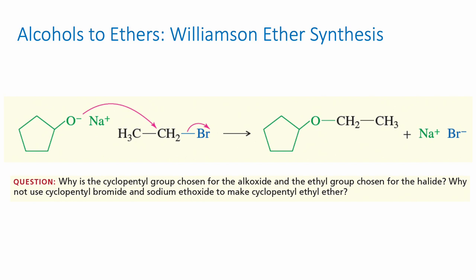So if you imagine that we could have reversed these, instead of the oxygen being attached to the cyclopentane, we could have had the bromine attached to the cyclopentane. And instead of the bromine attached to the ethyl, we could have had the oxygen attached to the ethyl. We can basically swap those oxygen and bromine atoms, and the reaction would theoretically work the same way, because we'd have O minus on one half, and we'd have a good leaving group, a bromine, on the other half.